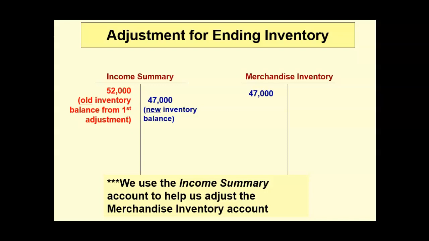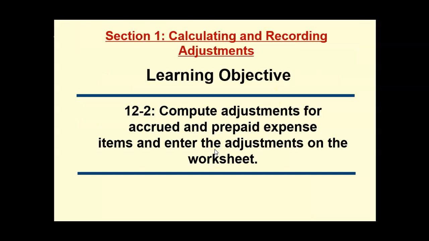So I hear you asking the question, what about the income summary account? Well, this account is temporary and it is going to be closed out during the closing entry process. Our focus right now is to make sure that the inventory account is showing its correct ending balance.